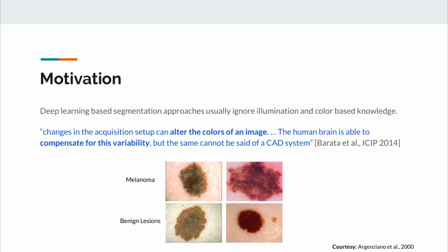Despite several improvements and advances in deep learning-based segmentation of skin lesions, most of the approaches tend to ignore illumination and color-based information from the images, an area which has been actively researched in the past. As we can see in this image, depending on the image acquisition setup of the lesion, lesions belonging to the same diagnosis class can appear vastly different.